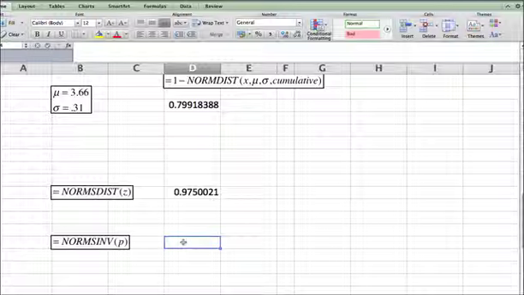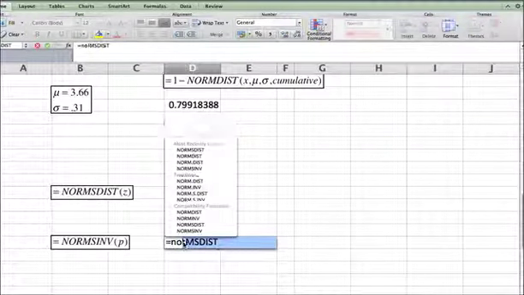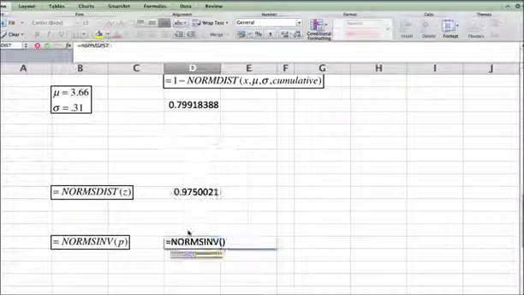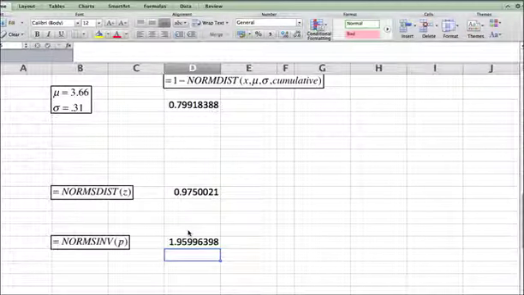The inverse of that function is where we have the probability and we want to know what the z-score is. For this one, let's just enter the probability of 0.975 and see if we can get it to return 1.96. So we'll type equal, and this time we're going to use NORMSINV. We're going to highlight it, and we're going to enter 0.975. And when we hit enter, you see that Excel returns 1.95996398, which will round to 1.96.